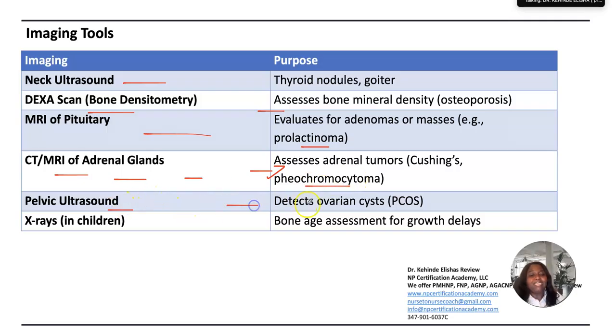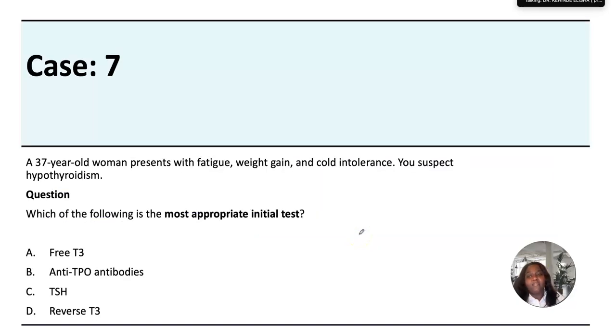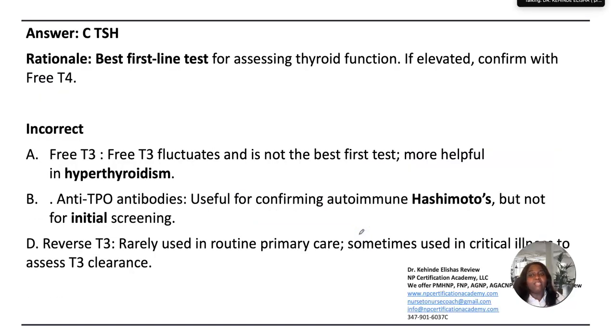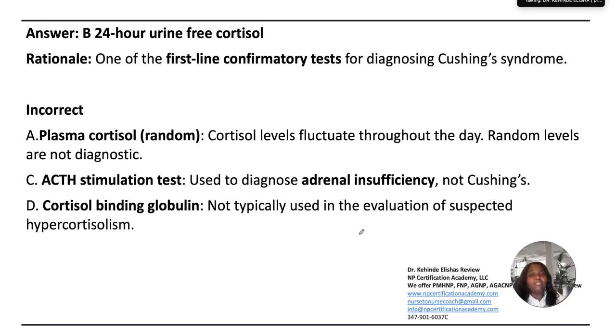Pelvic ultrasound detects ovarian cysts. X-rays detect bone age assessment for growth delays. And that is it. So now we have some cases to follow, similar to the case. This one is just about tests and procedures.